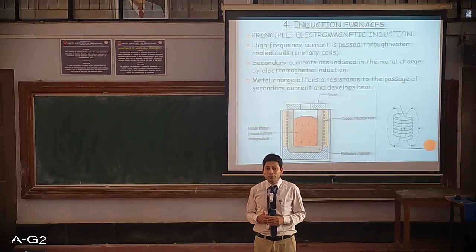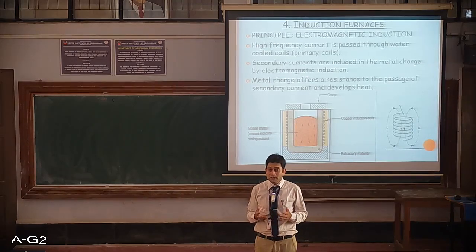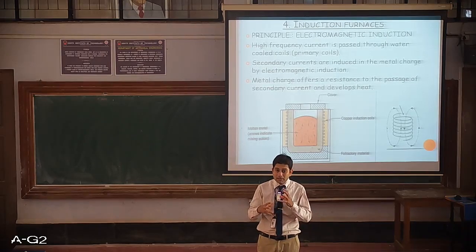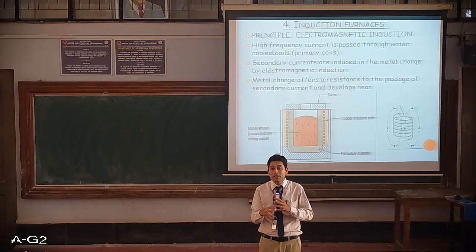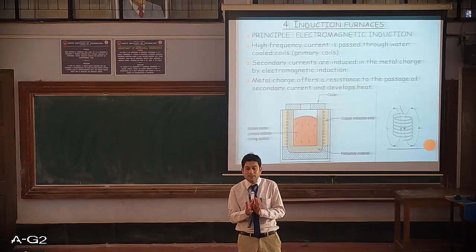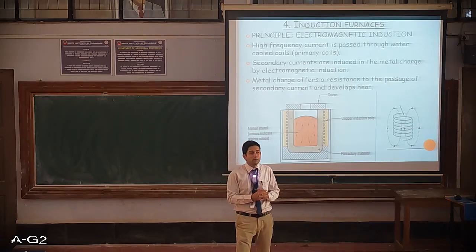It is because of that secondary current, or the electromagnetic induction or magnetic currents, that the metal which is present in the liquid form will get stirred by itself, and you will get a uniform mixed molten metal, and then you can use it for pouring. This is an advantage of using this type of furnace.